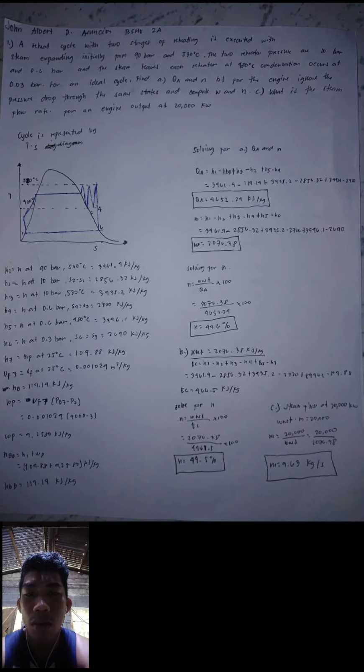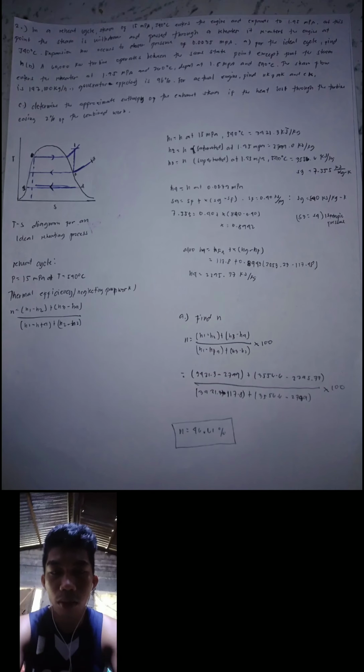And for C, for steam flow at 20,000 kilowatts, the formula for steam flow is M equal to 20,000 kilowatts over W net. Using the values we have, we get M equal to 9.63 kilograms per second. And I continue with number 2.